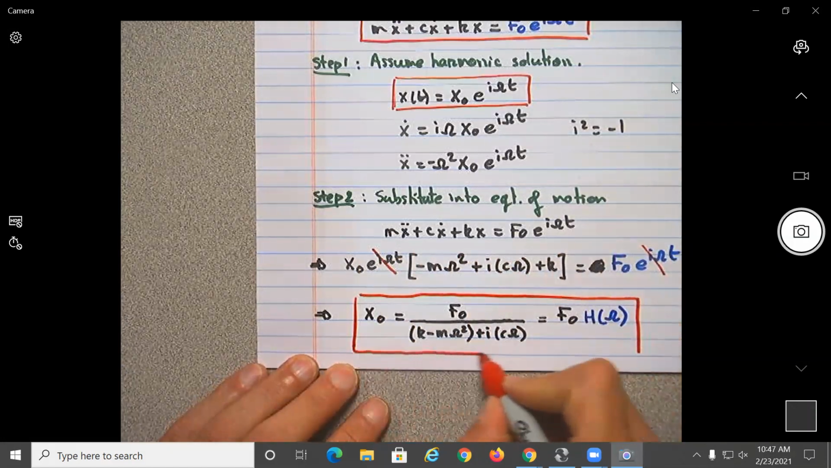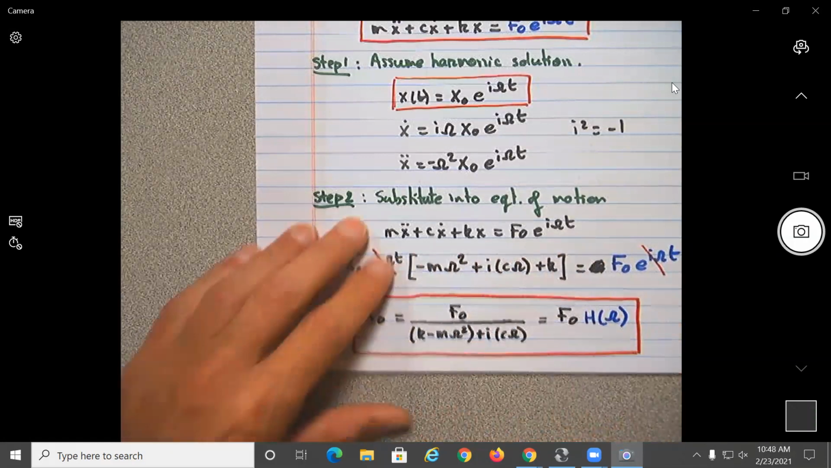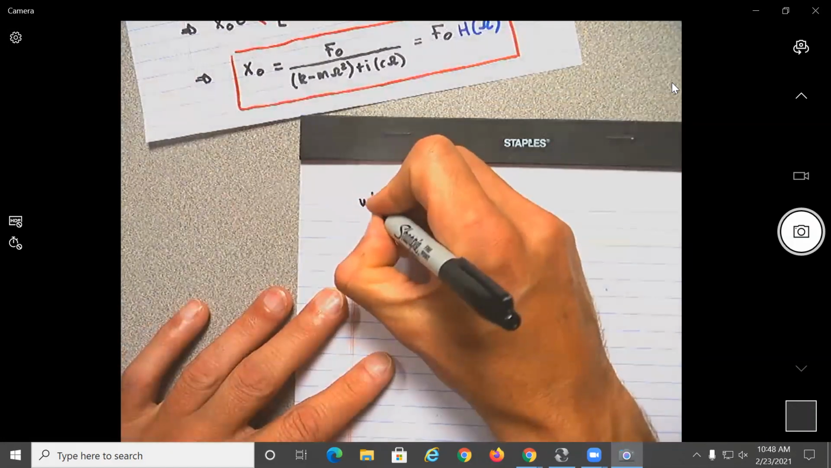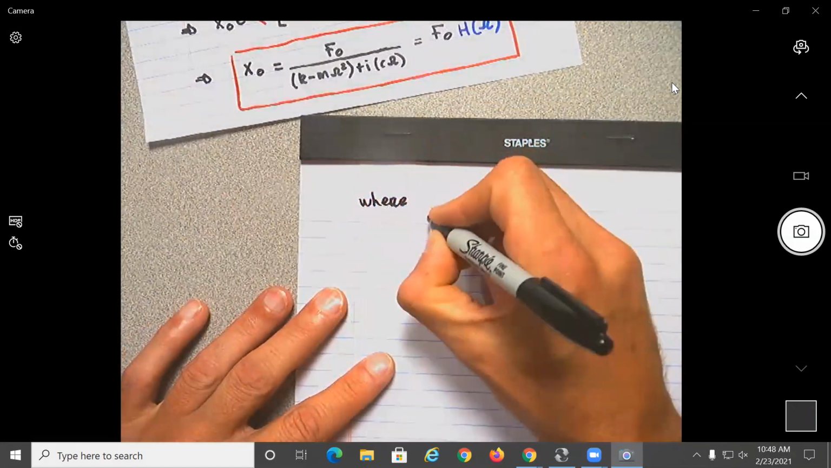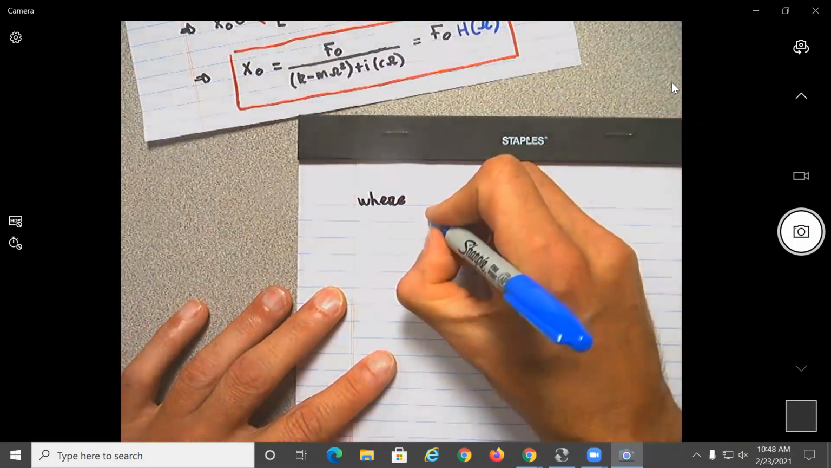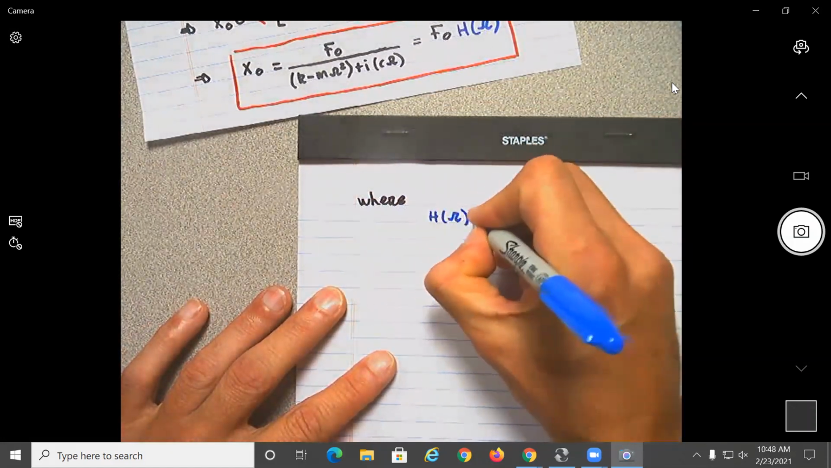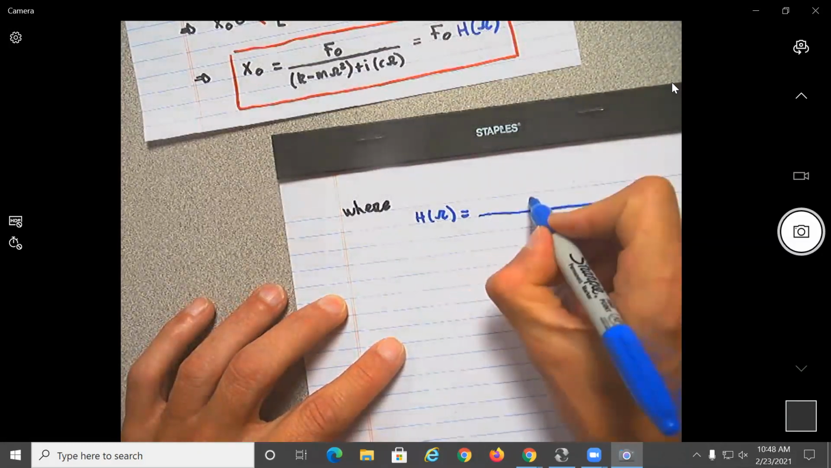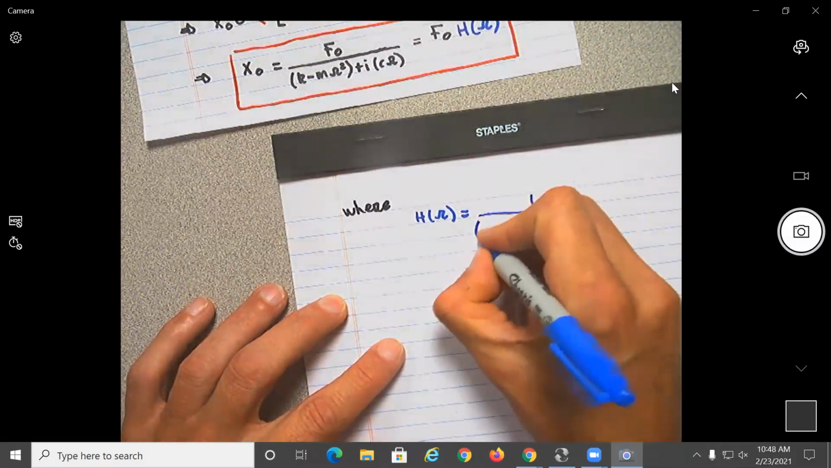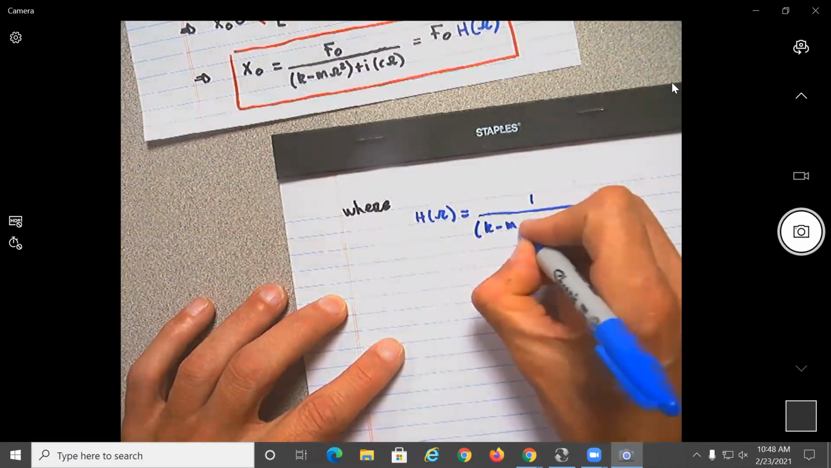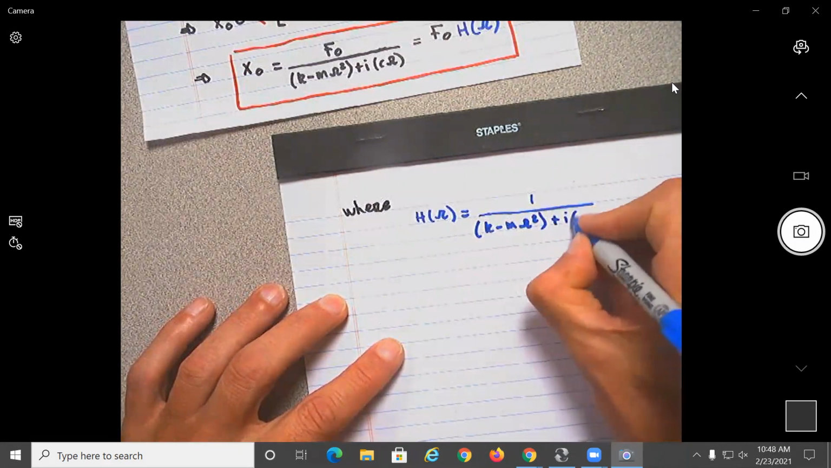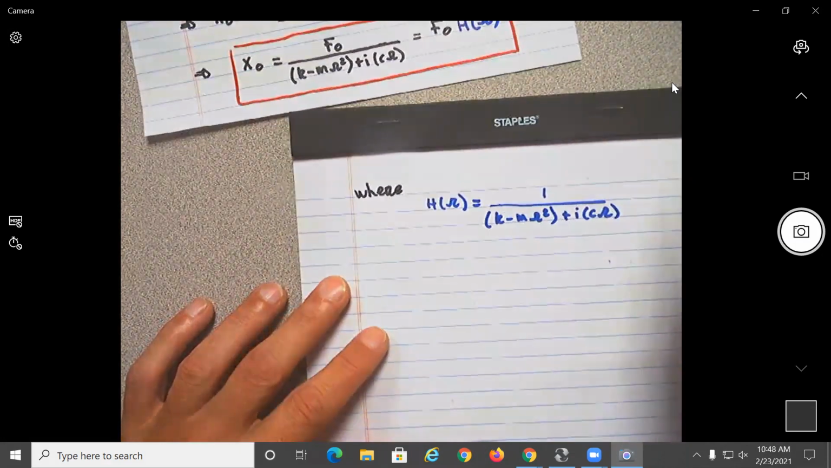All right, and obviously on the next page, the only thing I'm going to write is where H of capital omega is equal to what? 1 divided by K minus M omega squared plus I C omega.